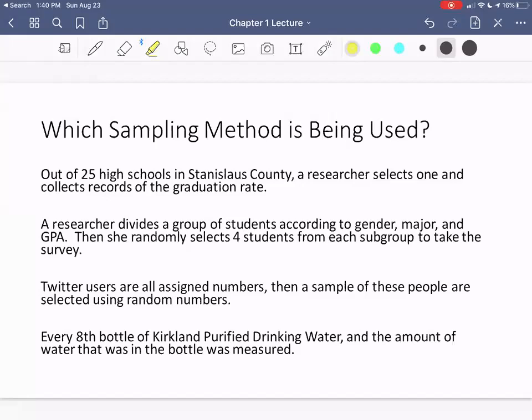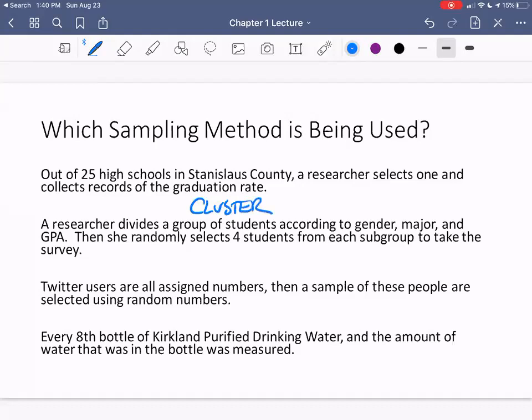All right, so I'm going to go ahead and work it with you. The first one says that out of 25 high schools, so what they've done is in Stanislaus County, they have put them in populations and subgroups. The whole population of Stanislaus County, and they're subgrouping them into high schools. And a researcher selects one and collects records of the graduation rate. So that means what they've done is they've taken one of those subgroups and selected all of those graduates, or all of the records of the graduation rate. So think about it, it's all of. So we are now in cluster sampling.